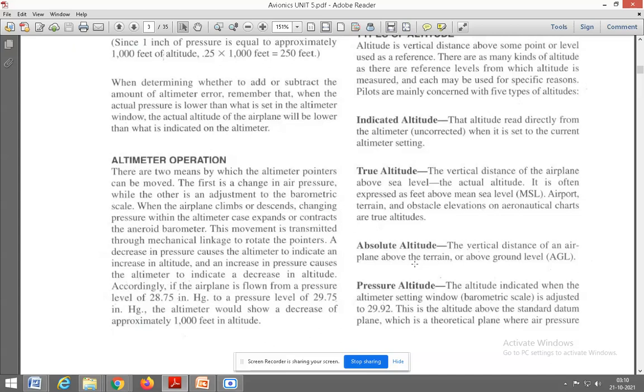And then absolute altitude. Absolute altitude means the vertical distance of an airplane above the terrain or above ground level. Pressure altitude is the altitude indicated when the altimeter setting window is adjusted to 29.92. So when the barometric scale is set to 29.92, that will indicate the pressure altitude type.